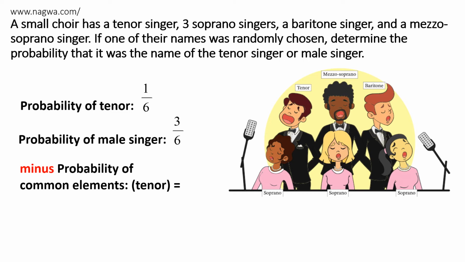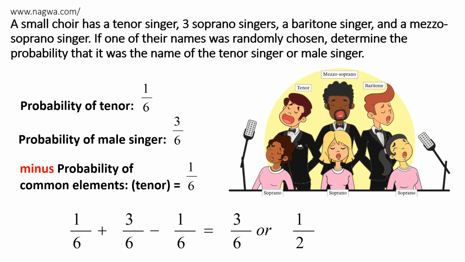Minus natin yung probability of common elements. So, yung common element natin si tenor. Kasi si tenor, male singer din siya. So, tatanggalin natin siya. So, that's 1 over 6. So, sa formula natin, you have 1 over 6 plus 3 over 6 minus 1 over 6 is equal to 3/6 or lowest term is 1/2.